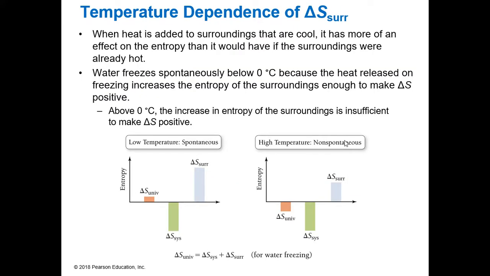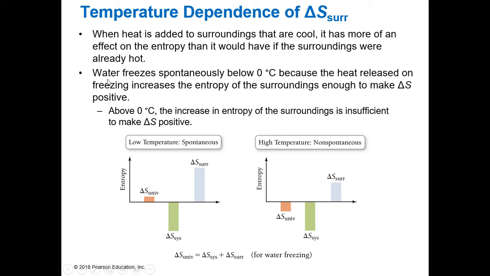So let's take a look at the temperature dependence of our delta S of our surroundings. Surroundings are everything outside of what we have. If we add heat to surroundings that are cold, it has more effect on the entropy than if the surroundings were already hot. If we added heat to surroundings that were hot, it wouldn't make much difference, right? But if our surroundings were cool and we added heat, it would make a big difference.